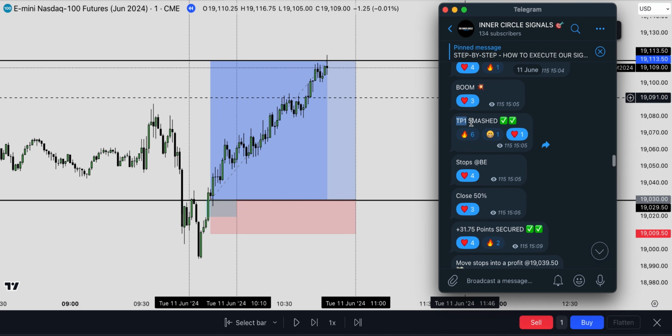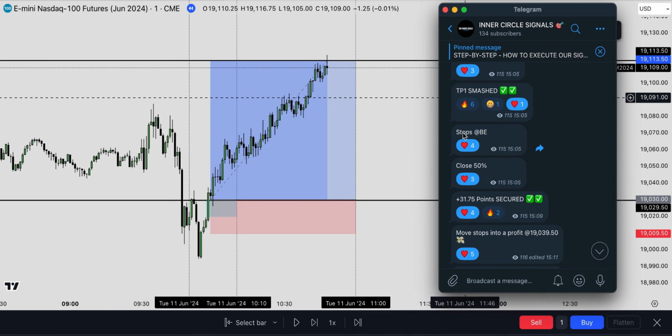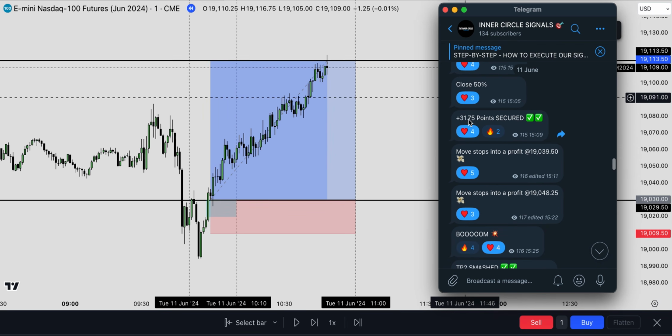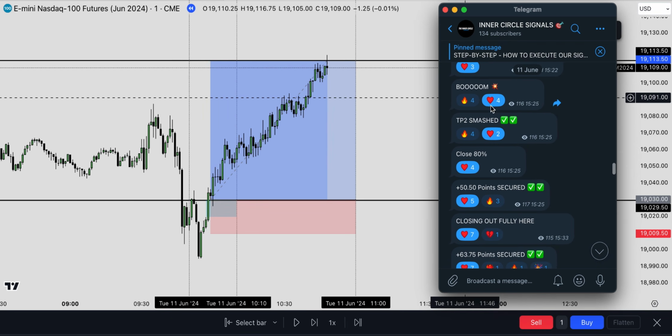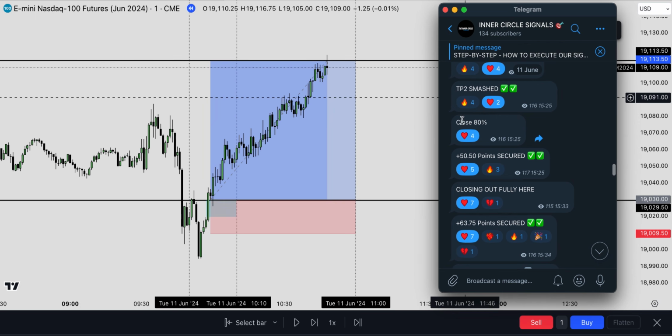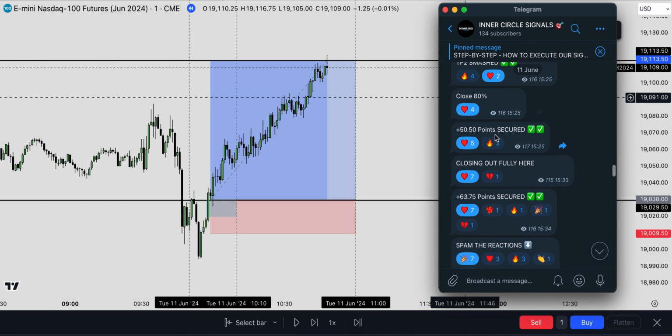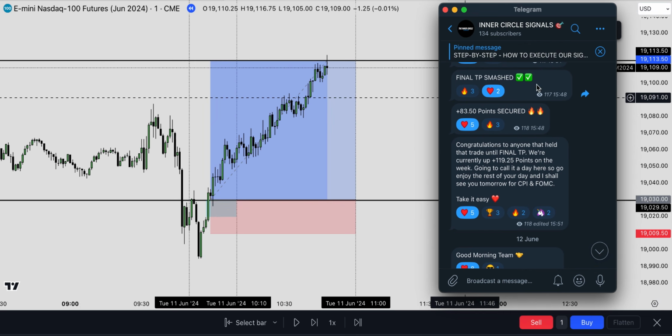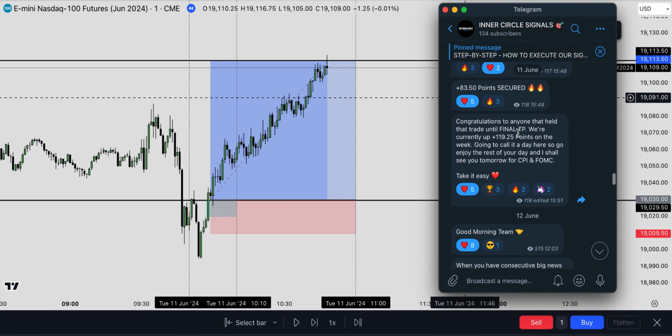All right, boom. TP1 has now been smashed. So now I'm setting my stops to break even, which is below that swing low there. I tell you to close 50% of your position. It's very important to take partials once TP1 has been hit. So 31.75 points secured on that trade. Boom, TP2 smashed. 50.5 points secured. Okay, and finally, final TP smashed, 83.5 points secured. Congratulations to everyone that held that trade to final TP.